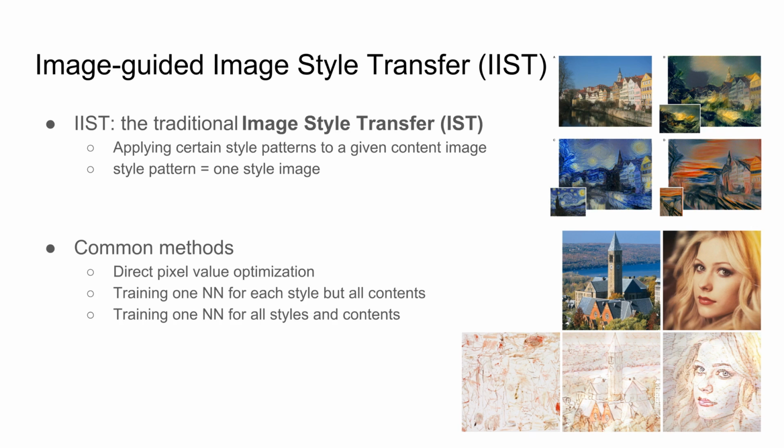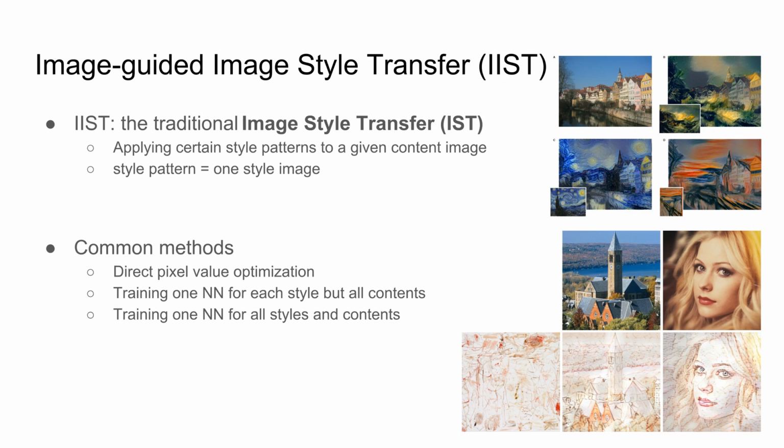Effective methods for image-guided image style transfer have been well established. The foundational work by Gatys et al. introduced the initial method for IIST. Their approach involved running an optimization process using one content image and one style image to produce the stylized image. To enhance efficiency, researchers developed methods involving training a feed-forward network for each specific style. This innovation allows for the rapid stylization of new content images using a pre-trained style, requiring only a single forward operation.